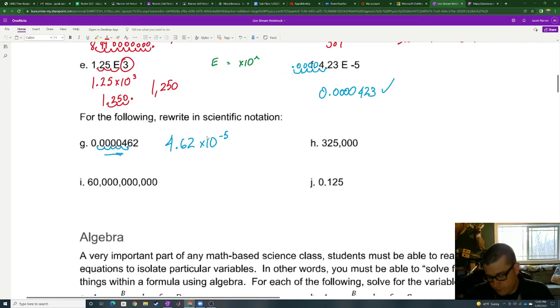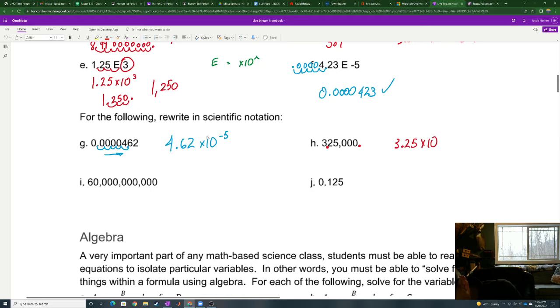Let's look at H. So for H, once again, I want to move the decimal so it's right there. I want it to have a single non-zero digit in front of the decimal, and that's what I'll have. So I'm looking for something that looks like this, 3.25 times 10 to the something. Now remember, even though we can't see it, we know there's a decimal right there. You just never write it. I mean, it would be silly to write 325,000 and then put a decimal on the end, but we know that's where it is. So I'm going to move it to the left this time.